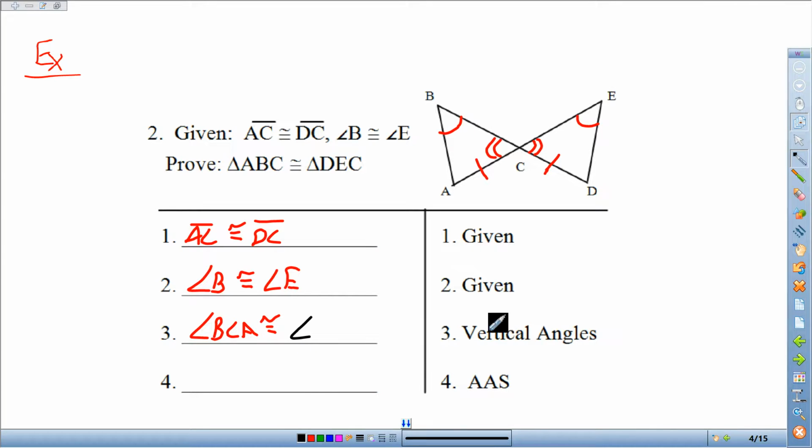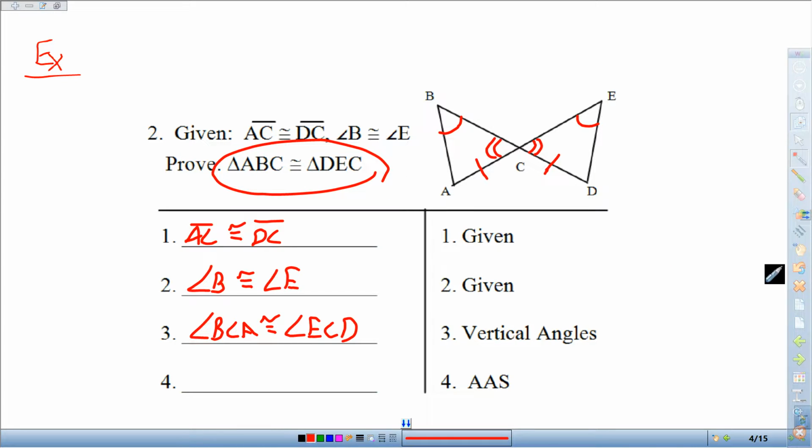So angle, oops, let me make it red. Angle ECD. Okay, and yep, those are vertical angles. Last thing, we have angle side, which is exactly the reason to have written out here. So now we can say our triangles are congruent. And I'm just going to copy this triangle congruence statement right here. So triangle ABC is congruent to triangle DEC.